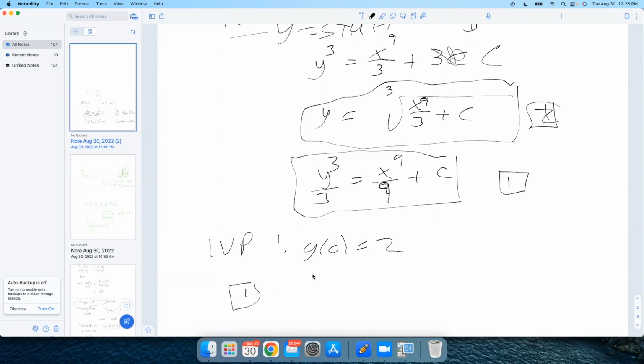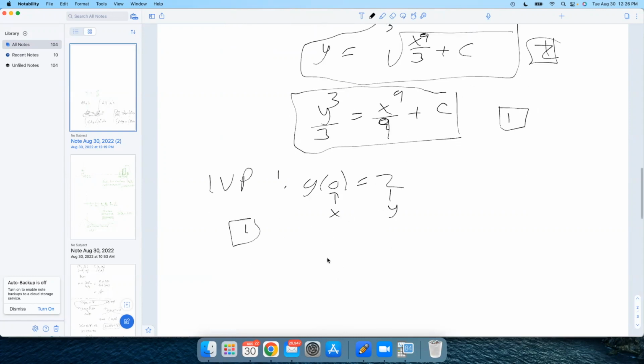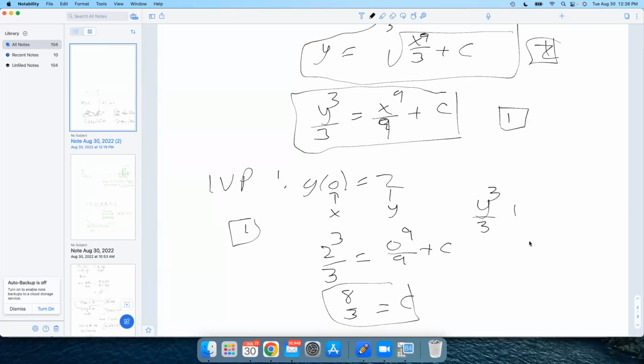In version 1, y of 0, remember that's your x value, that's your y value. So that'll be 2 cubed over 3 equals 0 to the 9th over 9 plus C. So here I'm going to get C equals 8/3. So then my particular solution would look like this. That's the solution to this initial value problem.